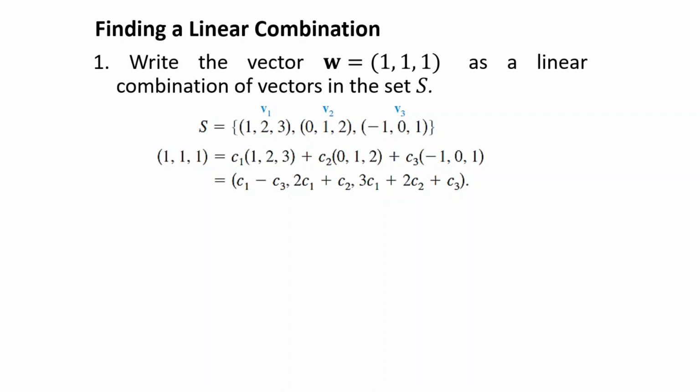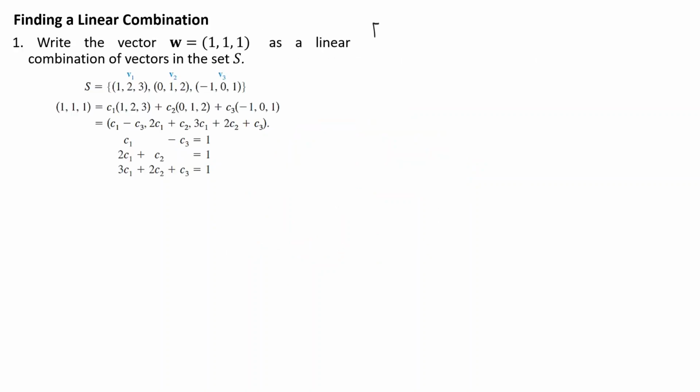So from this, we can obtain this linear system. So c sub 1 minus c sub 3 equals 1 and so on. Now let us use Gaussian elimination to solve this linear system. So we write the augmented matrix of the given linear system. So we have (1, 0, negative 1, 1), (2, 1, 0, 1), and then (3, 2, 1, 1).